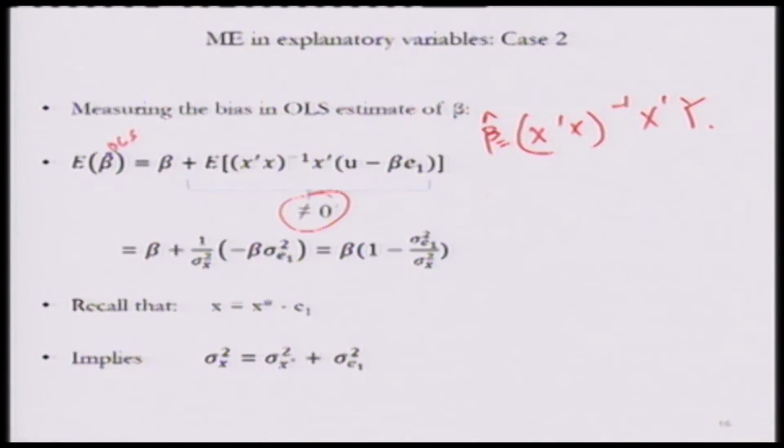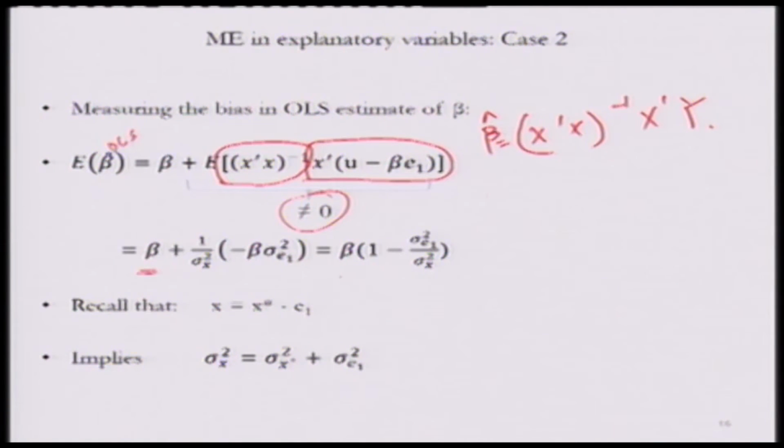So, when we expand this, what we get is beta, the true value that remains, and the bias term can be rewritten as 1 over the variance of x, which is essentially x prime x inverse, times the covariance between x and the new error term, which we already derived on the previous slide as minus beta sigma E1 square.